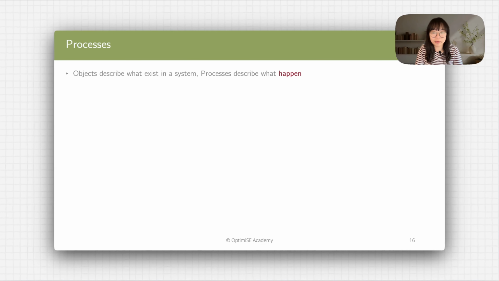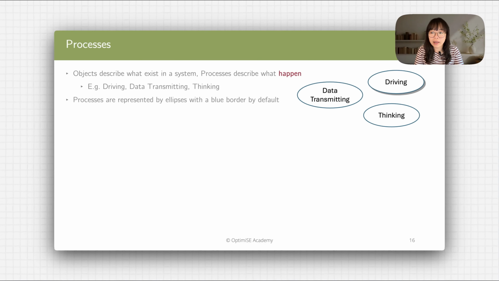Previously, we learned that objects describe what exists in a system. Now, processes, on the other hand, actually describe what happened to these objects. For example, you can have driving as a process and also data transmitting, which is something we can't see or hear, but it's still a process. And a process like thinking, which is intangible as well, is also considered a process in OpCloud. Now, processes are represented by ellipses with a blue border by default, so we can have data transmitting as a process, driving, or thinking as a process.